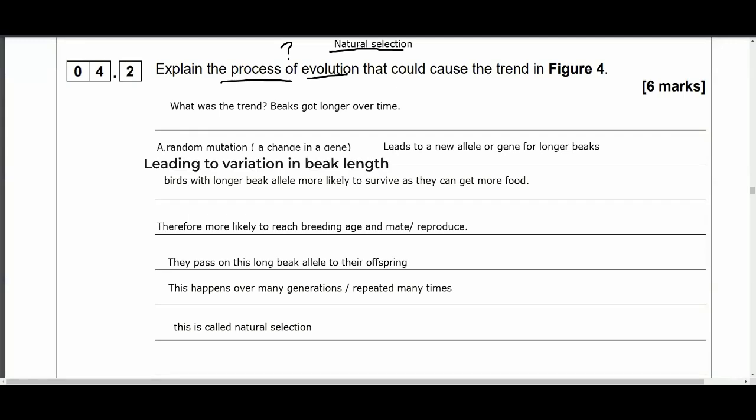Now I can spot a word I missed out near the top. We could have said you get a random mutation which leads to variation as well, as an extra marking point.